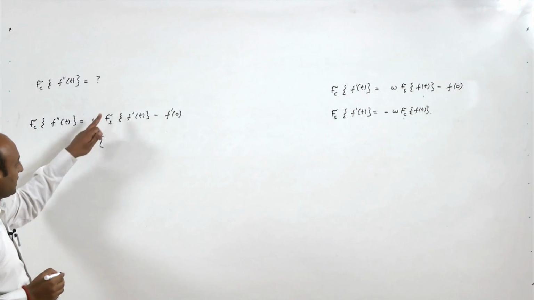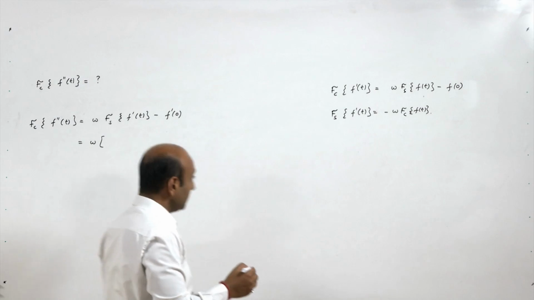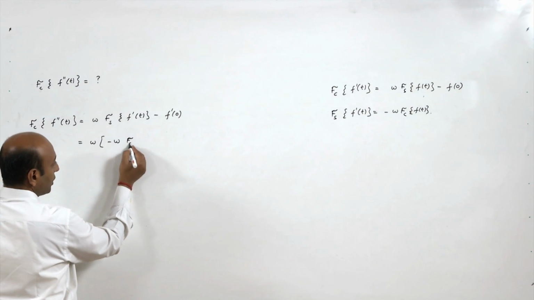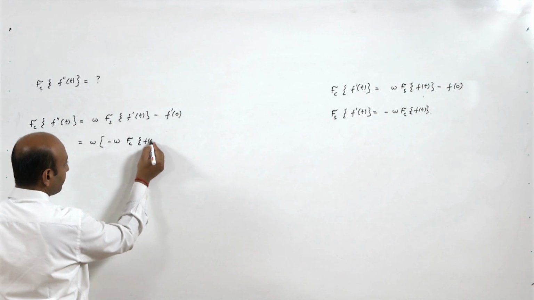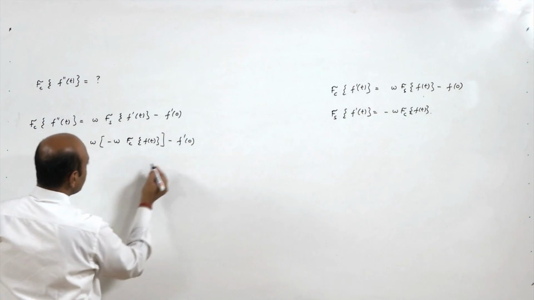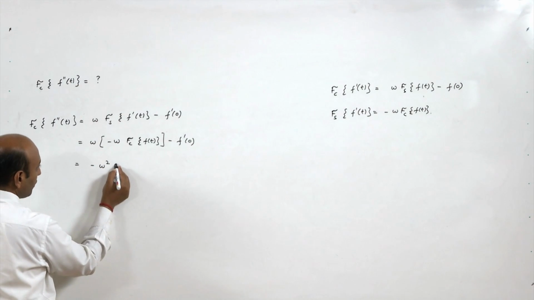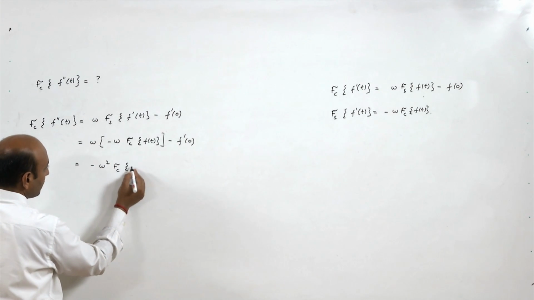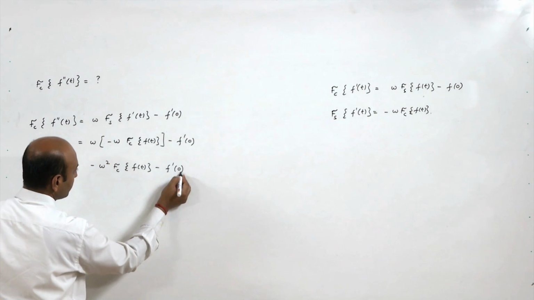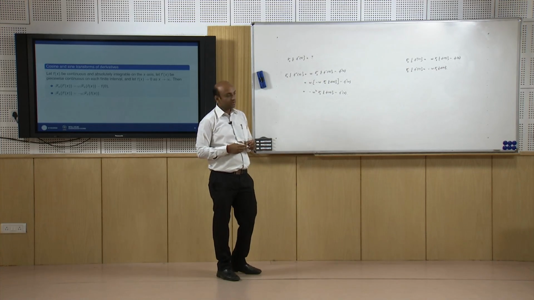Now, Fourier sine transform of f dash t, we already know, is minus omega Fourier cosine transform of f t, minus f dash 0. So, when you simplify, it is nothing but minus omega square Fourier cosine transform of f t minus f dash 0. So, this will be the Fourier cosine transform of second derivative of f.